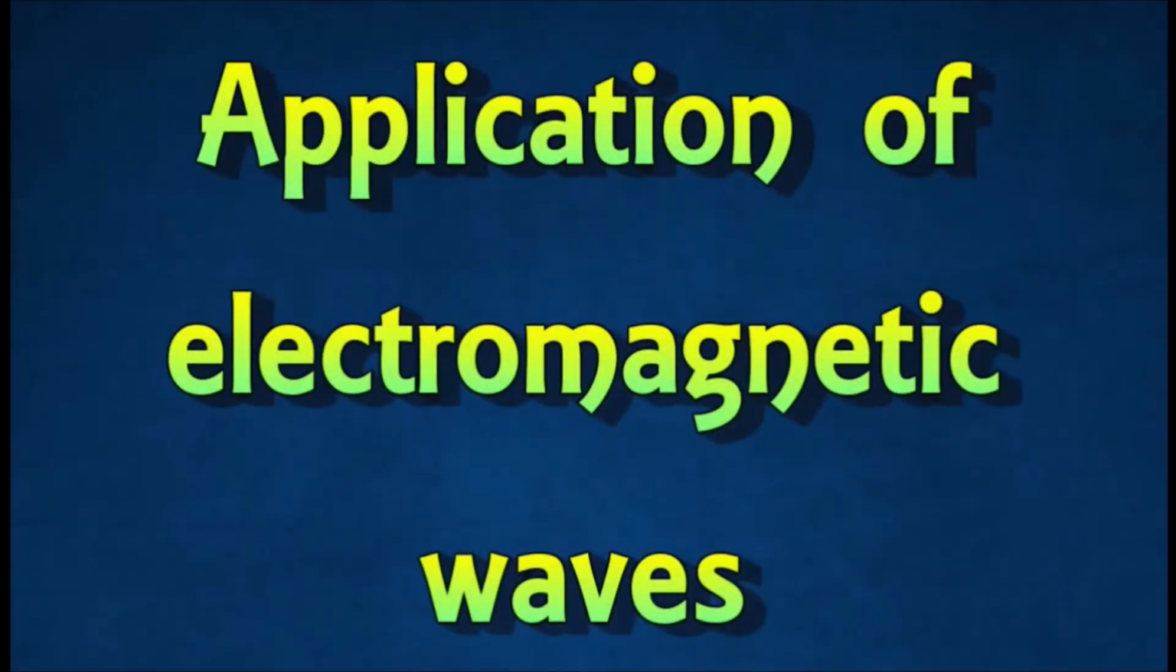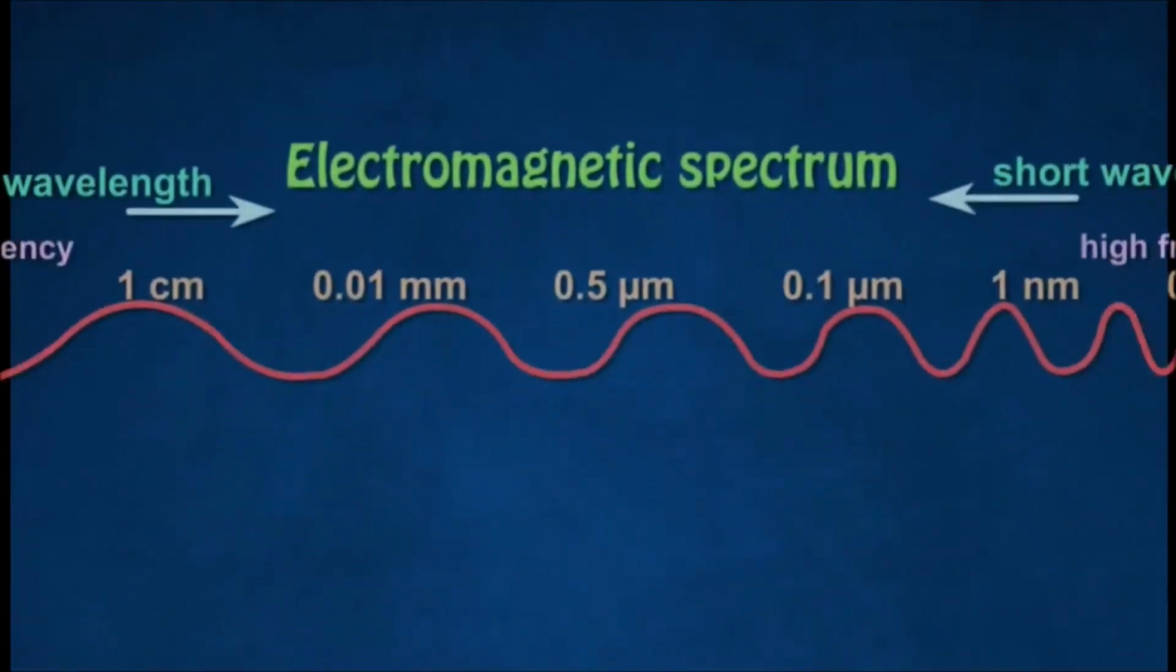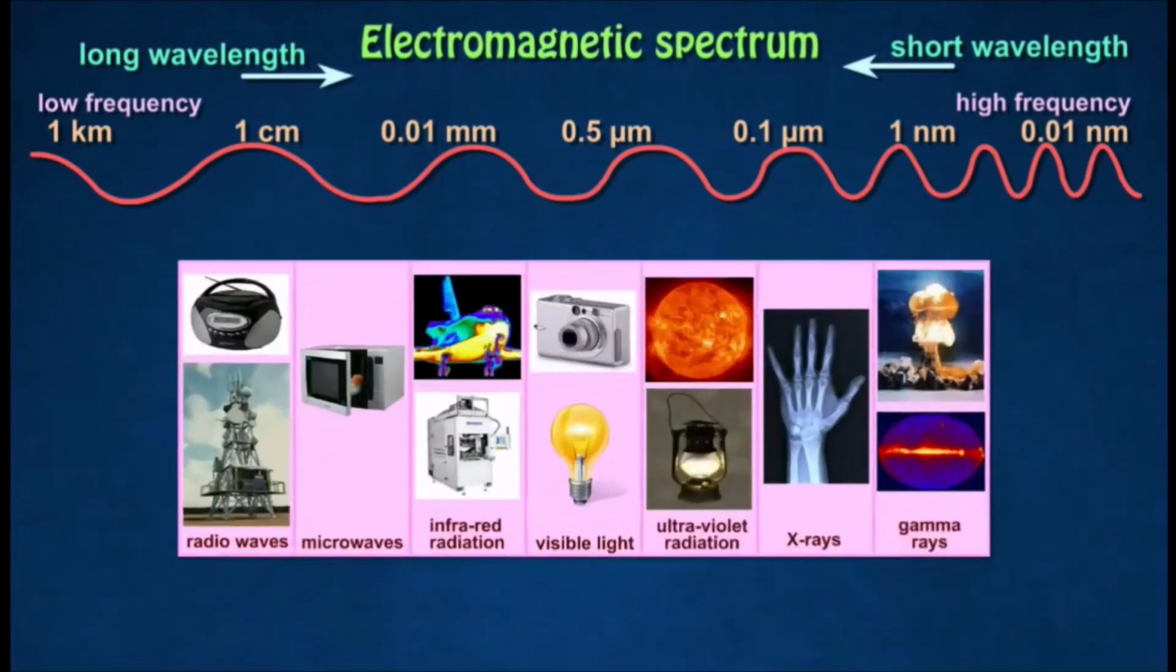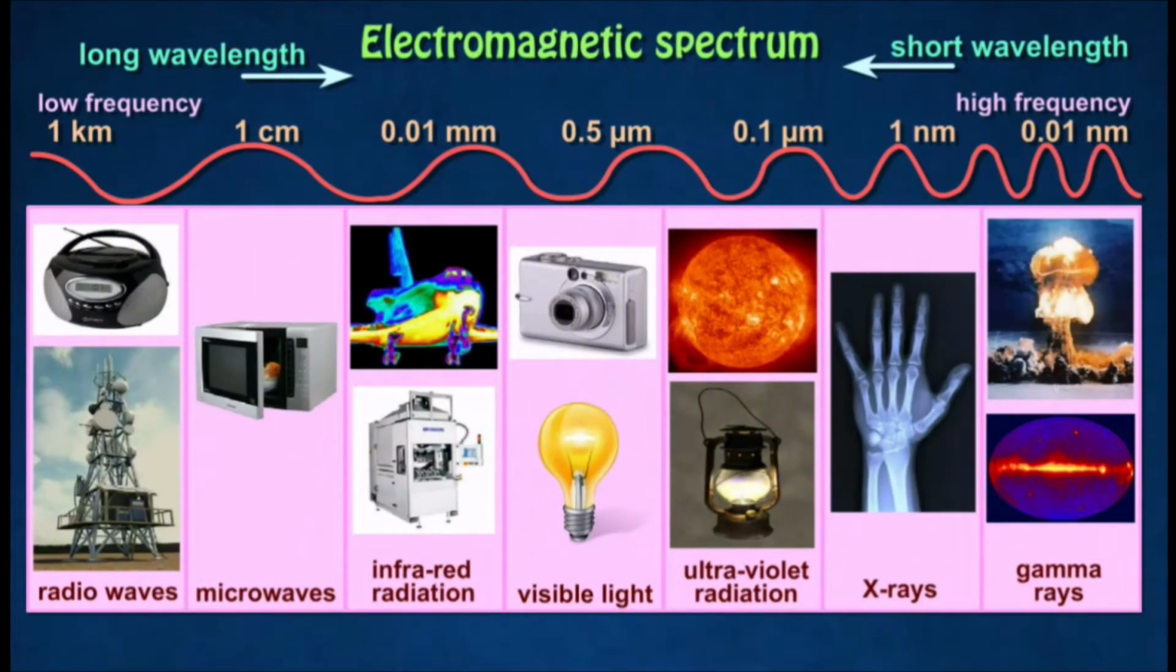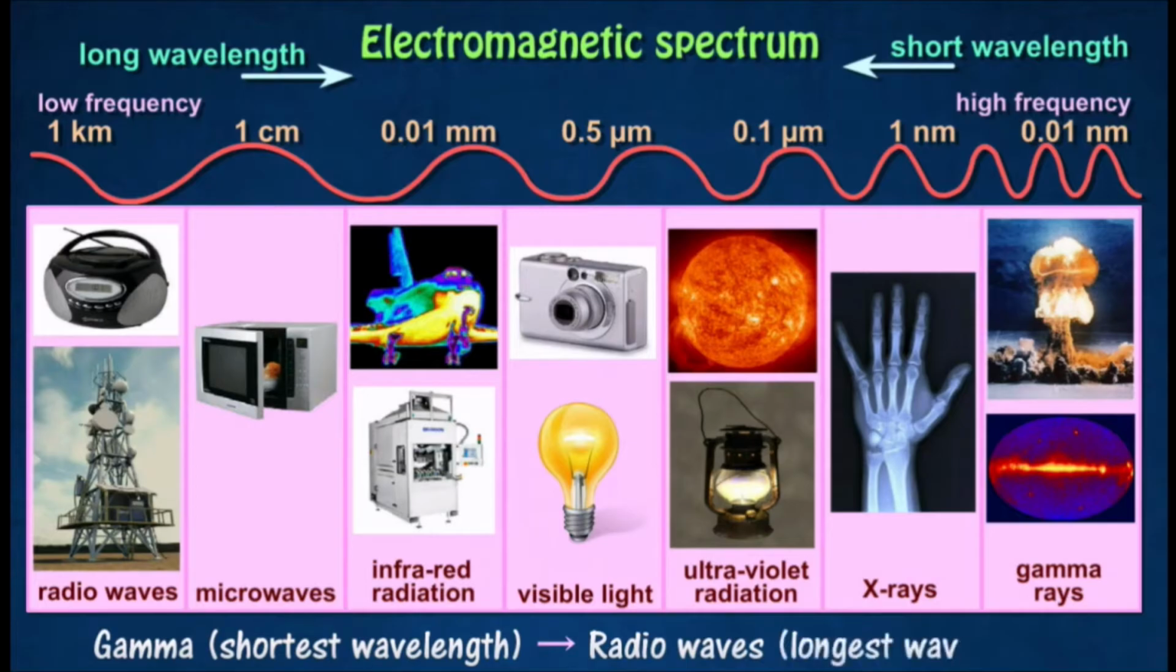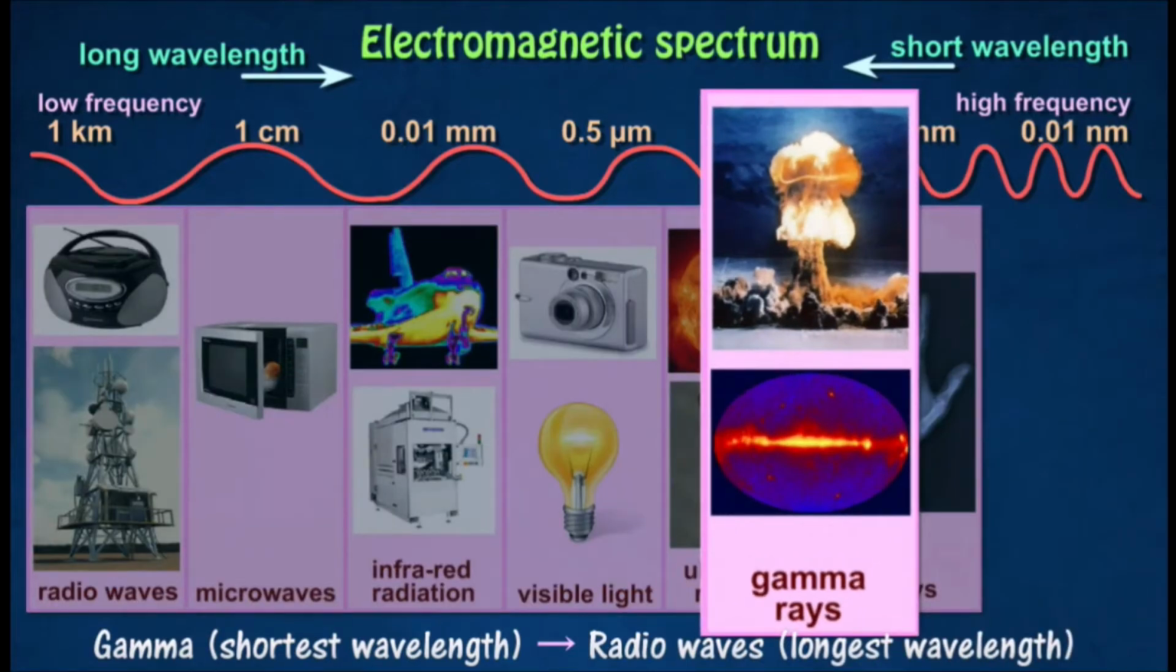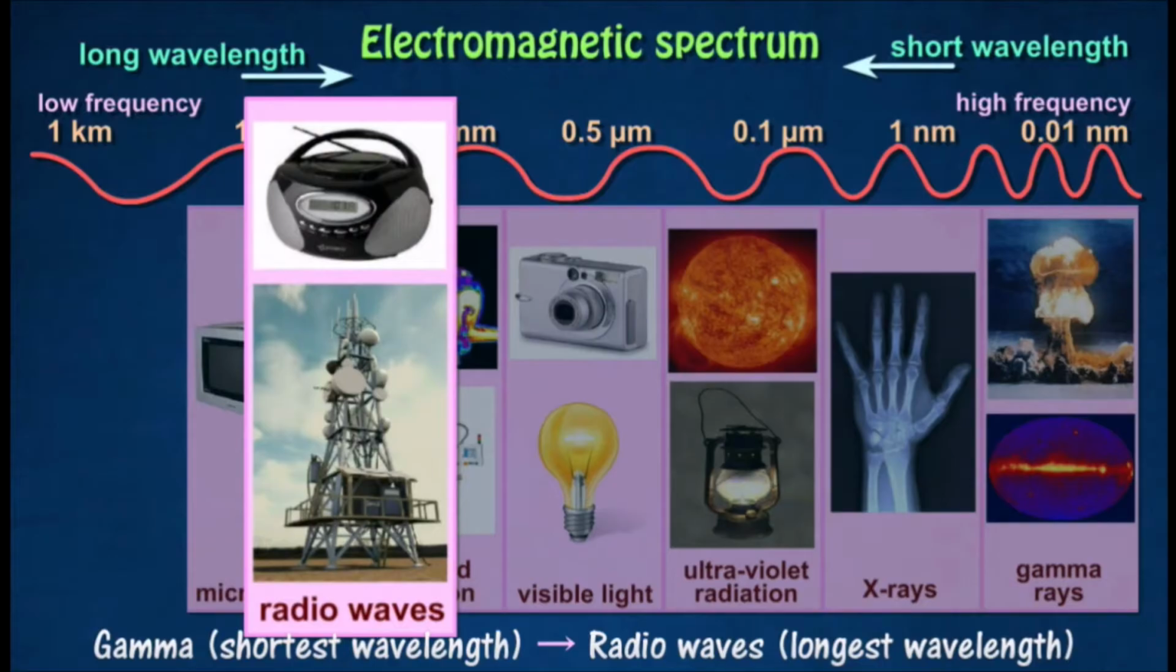Application of electromagnetic waves. The full range of electromagnetic waves, arranged orderly in their wavelengths and frequencies, is called the electromagnetic spectrum. It ranges from gamma rays, which have the shortest wavelength, to radio waves, with the longest wavelength.